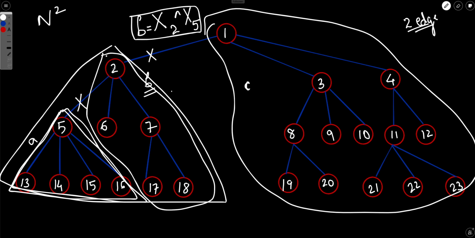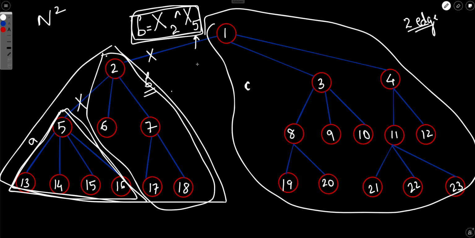How? XOR of 2 contains the XOR of this entire tree, which will contain 5, 13, 14, all this thing. And if you just XOR it with 5, which contains only 5, 13, 14, 15, 16, again A XOR A is 0. So 5 and 5 will cancel out, 13, 13 can cancel out. So all this will be cancelled out. And what will remain is the XOR of 2, 6, 7, 17, and 18. So that way you can find out the XOR of B pretty easily.